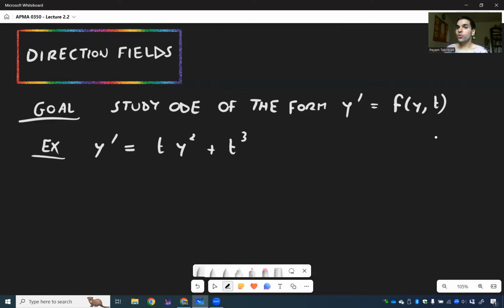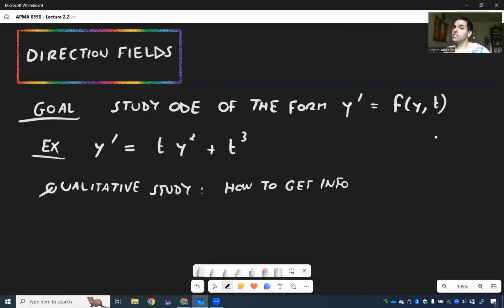And what I'll show you now is how to do a qualitative study of an ODE, which is how to get info about the ODE without actually solving it. Why? Because the truth is, a lot of ODEs we cannot solve them explicitly. And in fact, in your adult life or post-university life, you will see a lot of ODEs won't really have explicit solutions like that. Yet, we can still study them qualitatively and get interesting info about those.